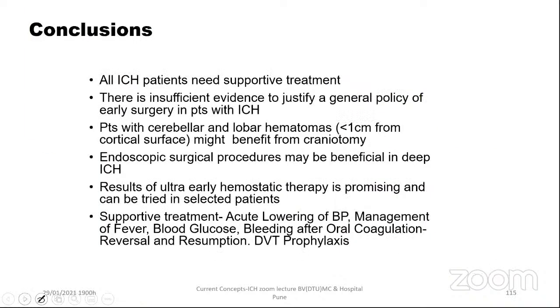So conclusions: all ICH patients need supportive treatment. There is insufficient evidence to justify a general policy of early surgery in patients with ICH. It has to be tailored to the needs of the patient. Patients with cerebellar and lobar hematomas less than 1 centimeter from the cortical surface might benefit from craniotomy. Endoscopic surgical procedures may be beneficial in deep ICH in selected patients. The results of ultra-early hemostatic therapy are promising, but it can be tried in selected patients. Supportive treatment: acute blood pressure management, management of fever, blood glucose, bleeding after oral anticoagulation, reversal and resumption, DVT prophylaxis. These are things which we discussed.